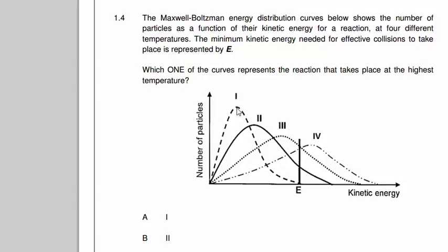That is actually called the modal kinetic energy. It's the kinetic energy that we observe most. Remember the modal from maths? So this is the kinetic energy that we observe most for 1. This is the kinetic energy we observe most for 2. So for 4, this energy is the modal kinetic energy, and it's the energy that we observe most.